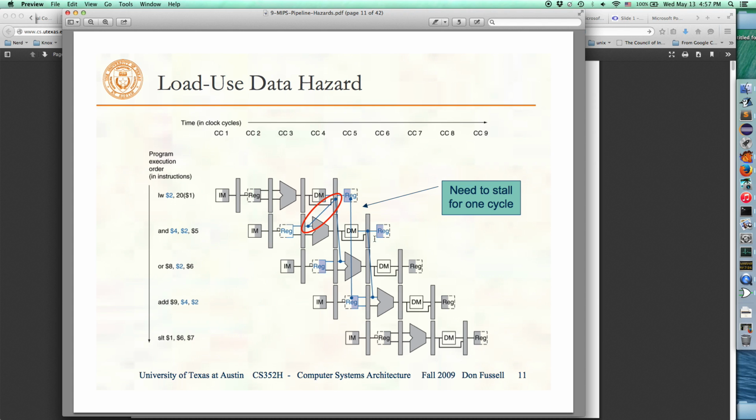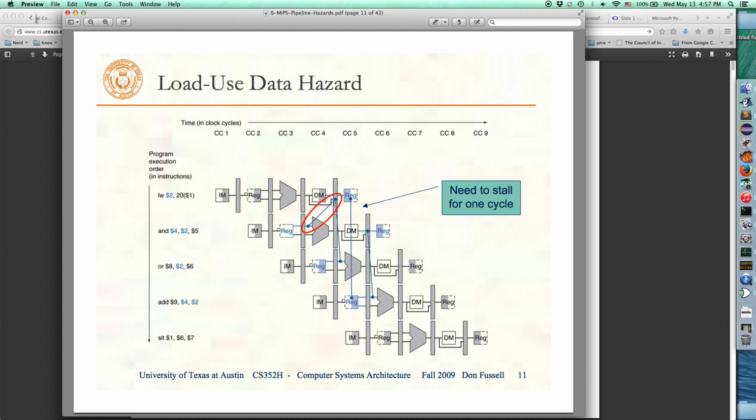Now, there are situations where we can't forward. So here's a situation. We've got a load instruction. It's loading from memory, putting the result in register 2. And then we're trying to use, in the very next instruction, register 2 as one of the inputs. Well, forwarding, or at least forwarding alone, doesn't help us here, because we're loading a value from memory that we also want to be the input to the ALU. These are happening in parallel, so there's no way forwarding.